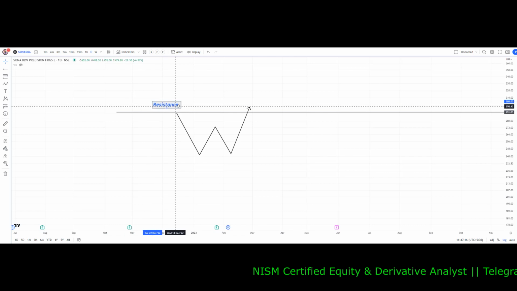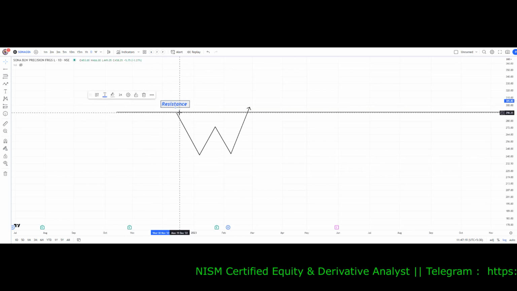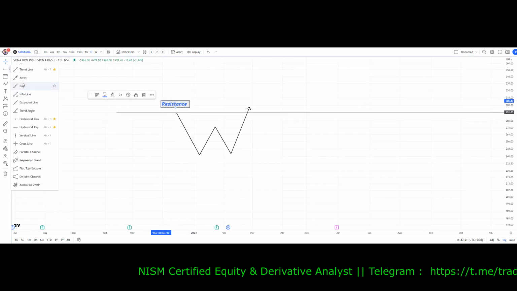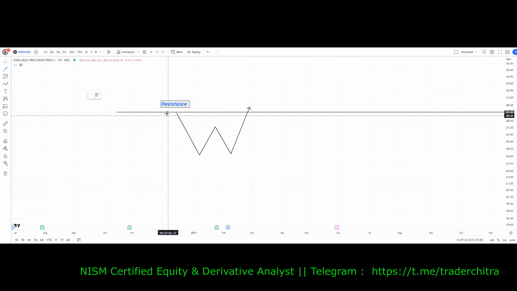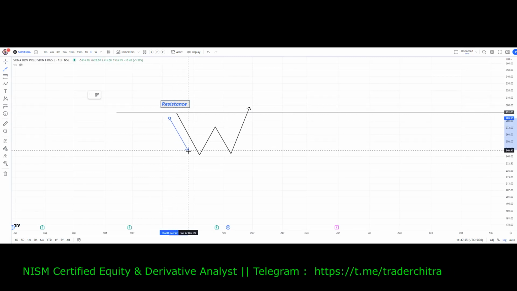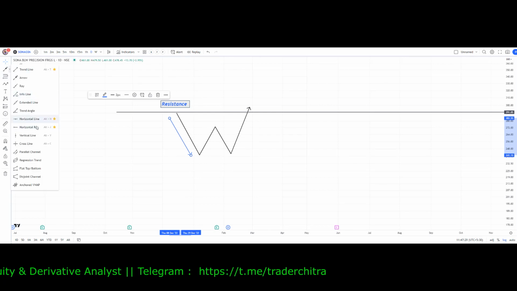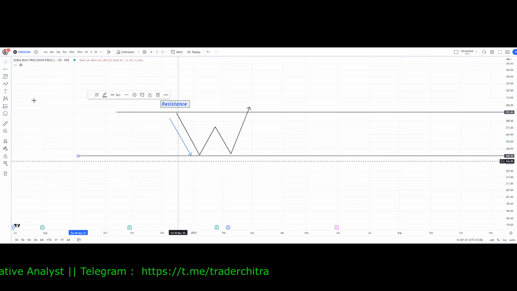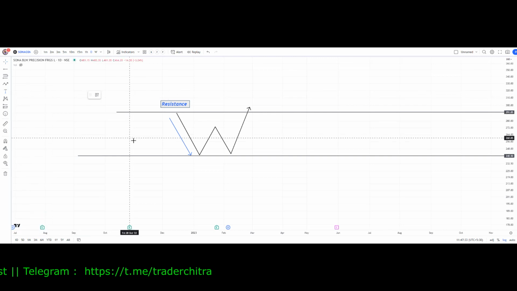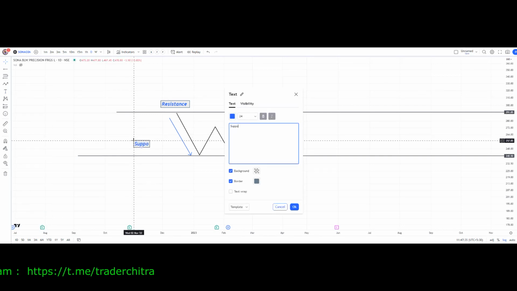So what happens when the price touches the resistance? We can see that there is a drop in the price, which means the price is not able to break the high. Till how much can the price fall? Price can fall till the next support. So this is the support level.